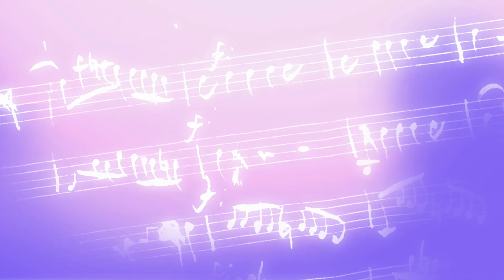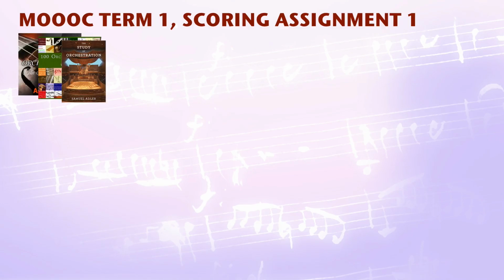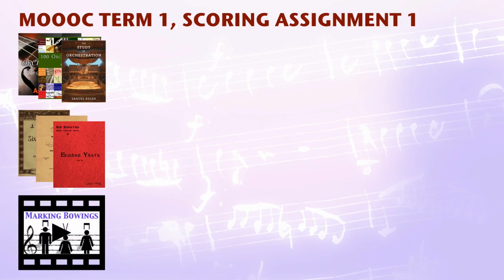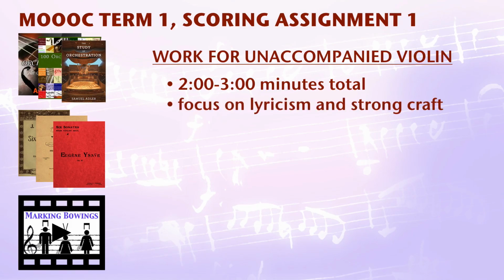Before I sign off on Lecture 1 of the massive open online orchestration course, Term 1, here's your scoring assignment. Please undertake this only after you've thoroughly studied all the resources, read all of the scores, and watched the aforementioned video. Compose a 2 to 3 minute work for unaccompanied violin that, according to all your information, is not only playable but compelling. You may use many of the techniques of the works you've studied this week, but please make the piece more about lyricism and strong scoring than about flashy technique.